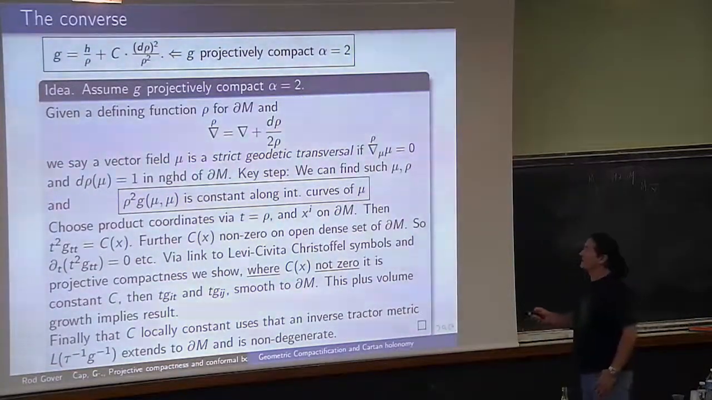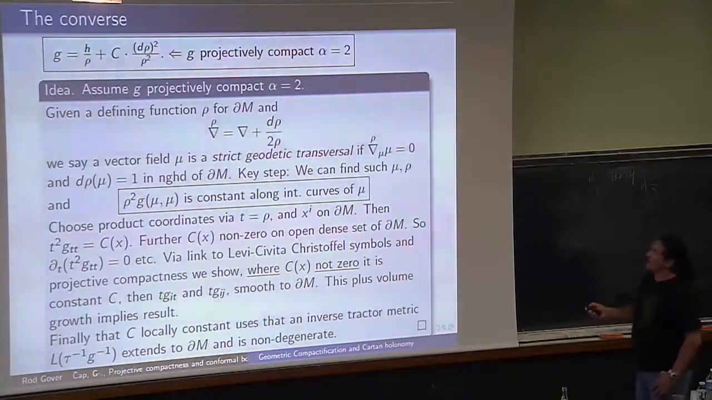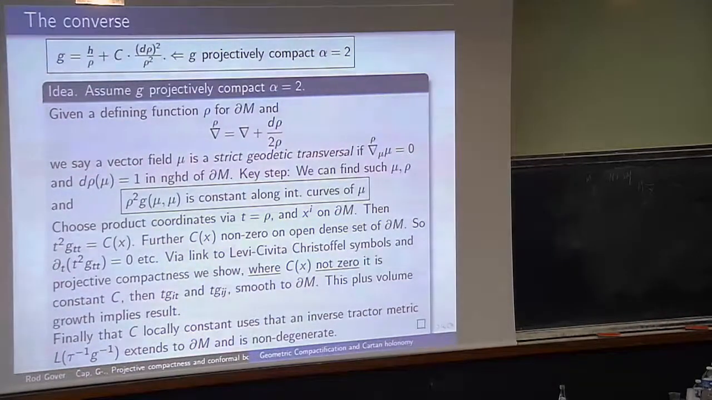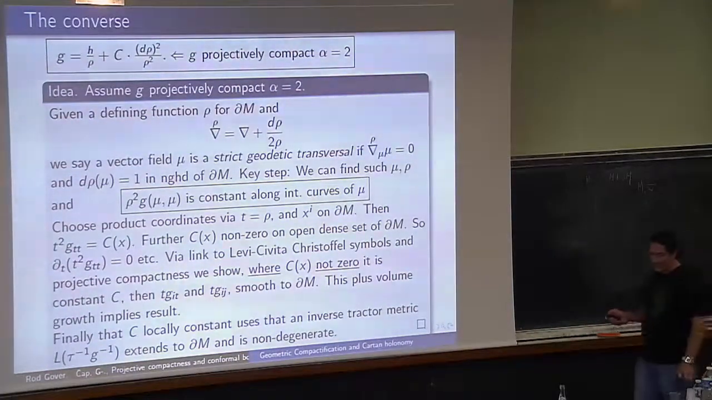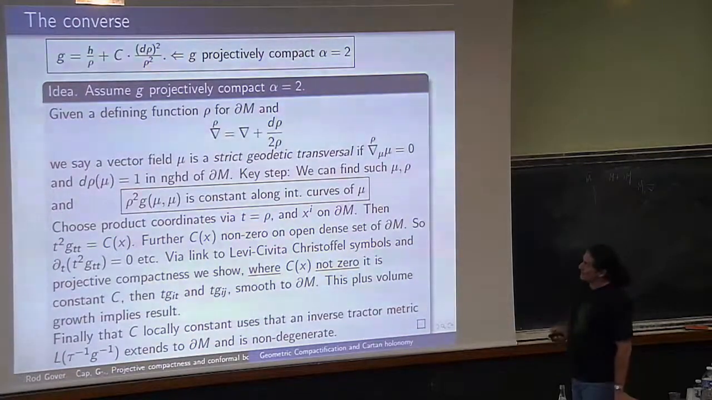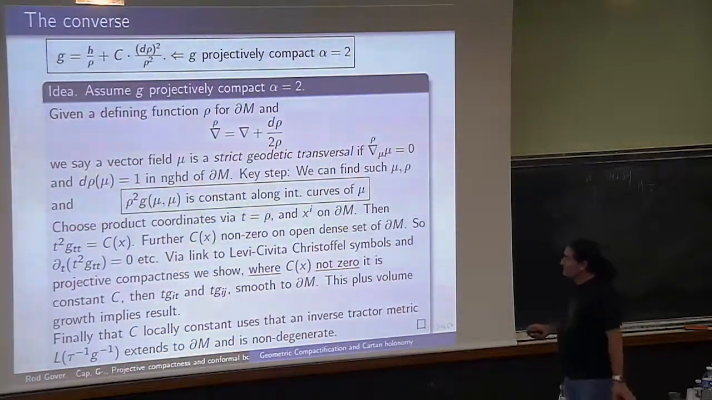Okay, so now to talk a little bit about the other direction, which is much more complicated, I won't talk about in great detail. But suppose you have a projectively compact metric with alpha equals 2. So remember, this means that the Levi-Civita connection is projectively compact in the sense we defined. Then you want to show that you get a metric of this form. So how do you do that?